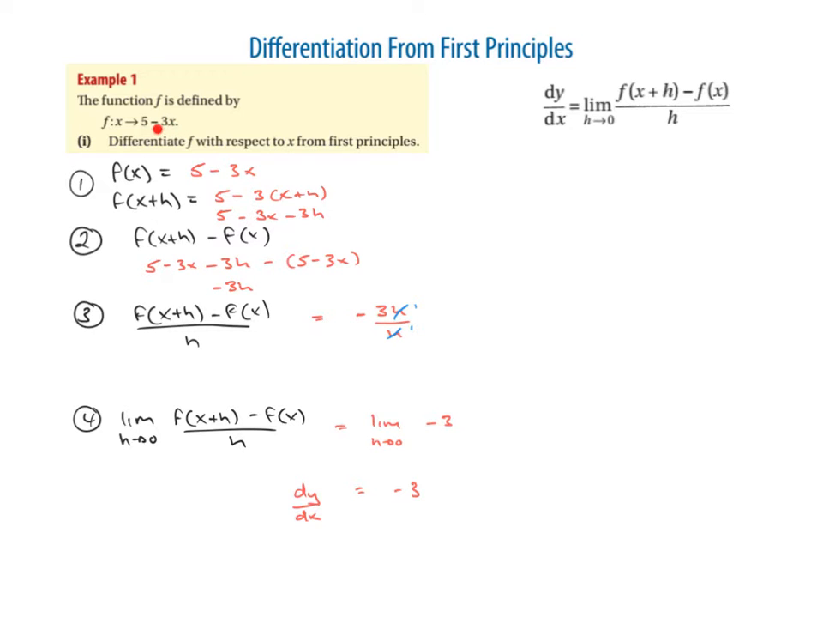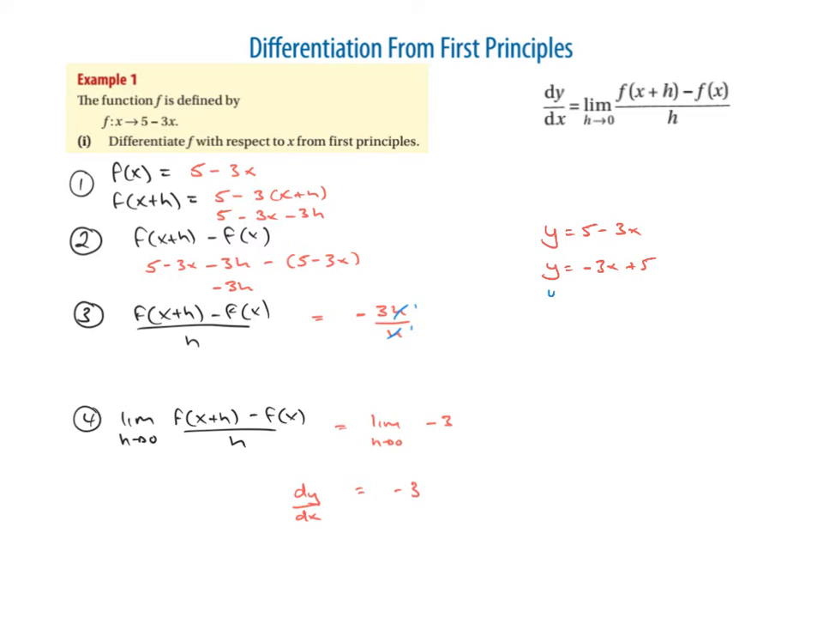It's a linear line, 5 minus 3x, and we know that this is going to be minus 3. We know what the gradient is going to be, because if we have this other form, y is equal to 5 minus 3x, you just quickly rearrange it. y is equal to minus 3x plus 5.